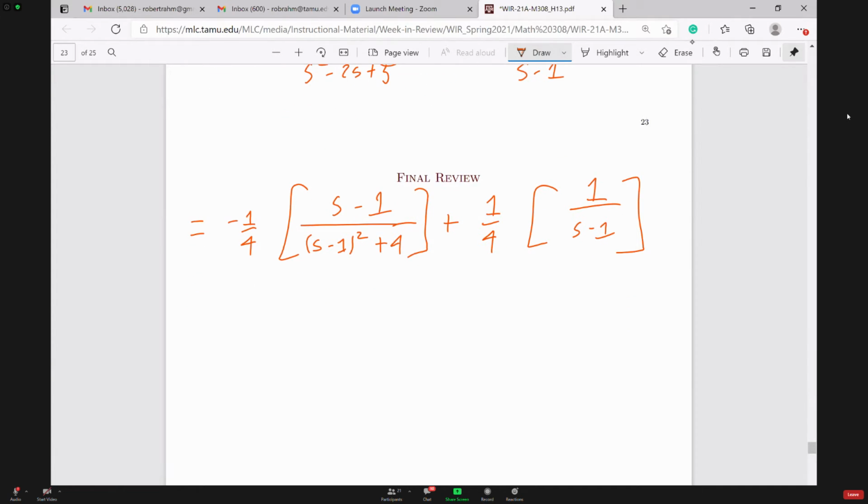Okay, so now I've got minus 1/4 times this piece. If I want to find the inverse Laplace transform of this piece, will somebody tell me what it's kind of like? What does this remind you of? Which entry in the Laplace transform table does this most remind you of?